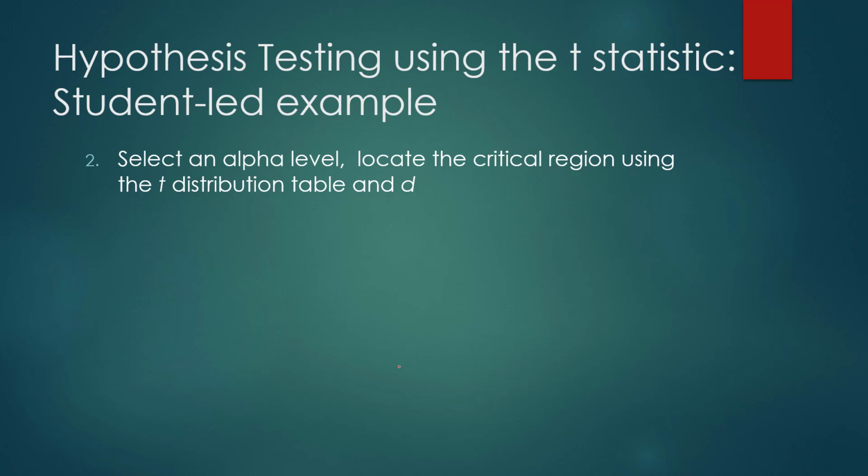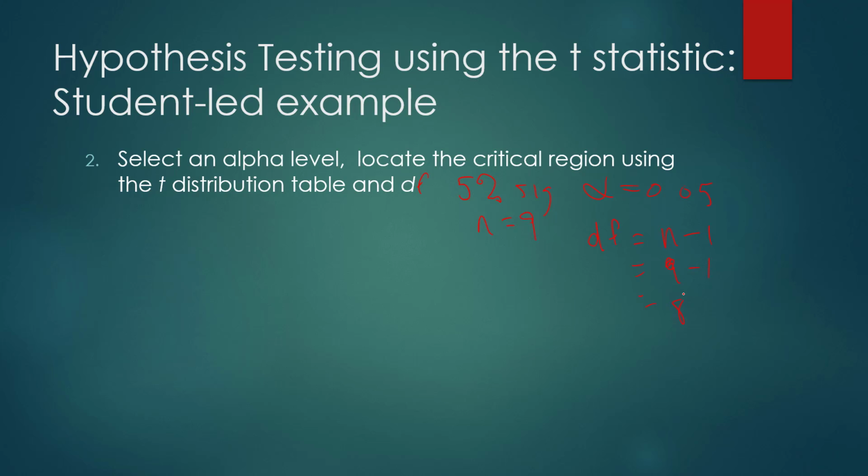Now we want to set an alpha level, and the example said we were going to use a 5% significance, which means we have an alpha of 0.05. We're doing a two-tailed test, and we have a sample of 9. And this should say degrees of freedom. So our degrees of freedom are going to be n minus 1, or 9 minus 1, which equals 8.